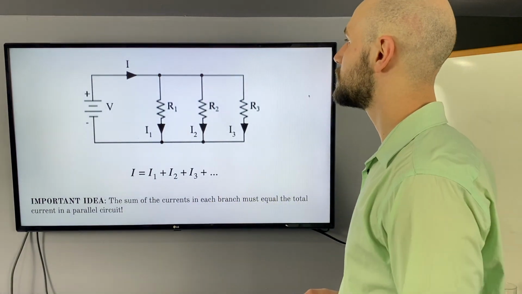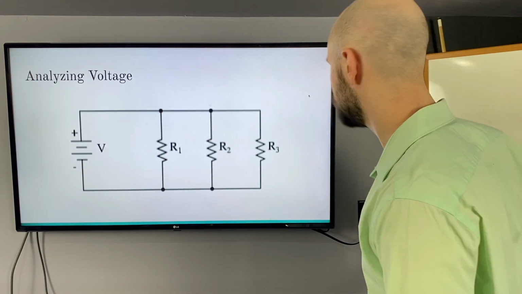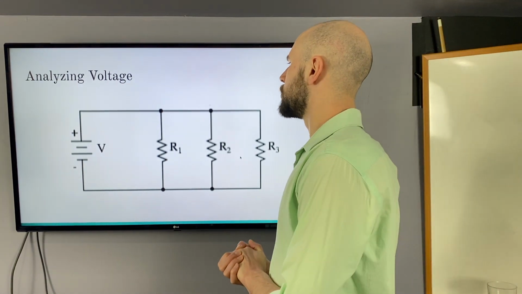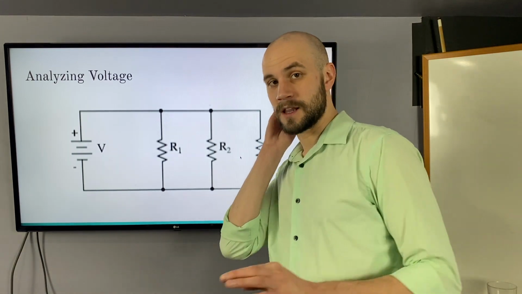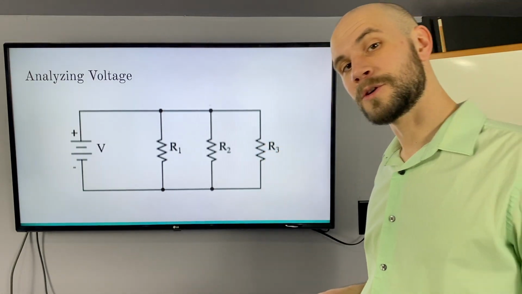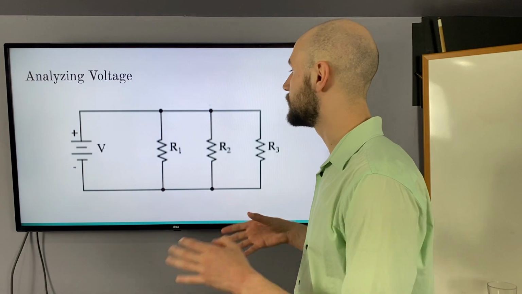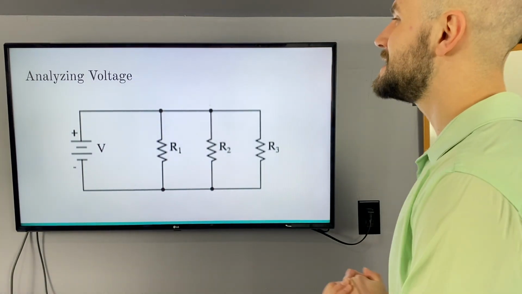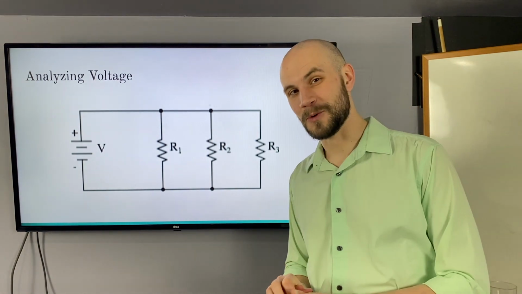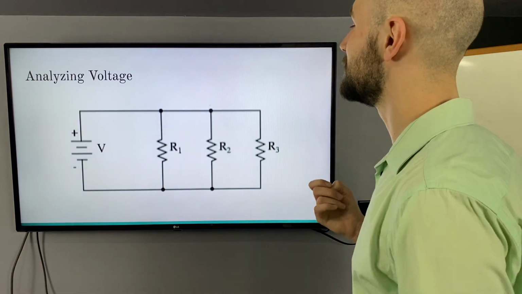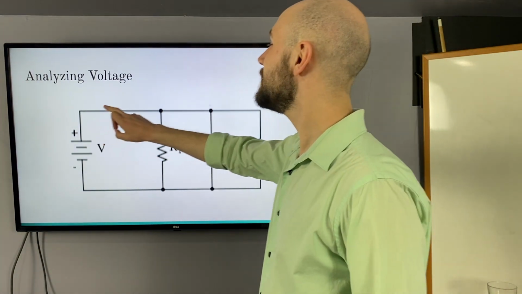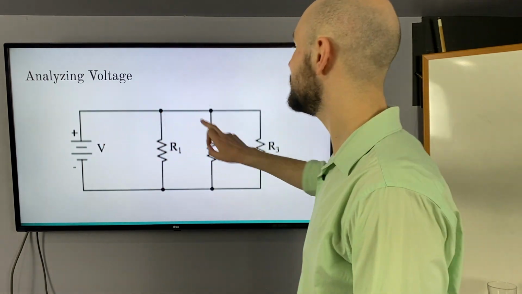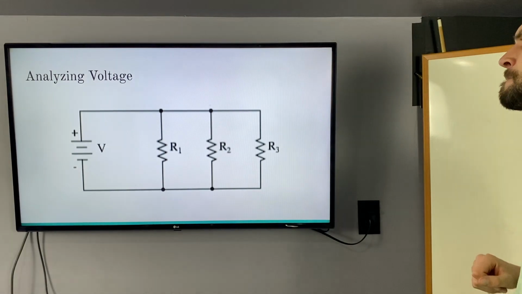Let's take a look at rule number 2. How does the voltage work for a parallel circuit? So we talked about the junction rule for analyzing current, how the total current going into a junction has to equal the current going out. But how does voltage work? Here we're going to be taking a look at Kirchhoff's loop rule. And to remind you, what the loop rule said is that the total change in voltage around any closed loop has to be 0.